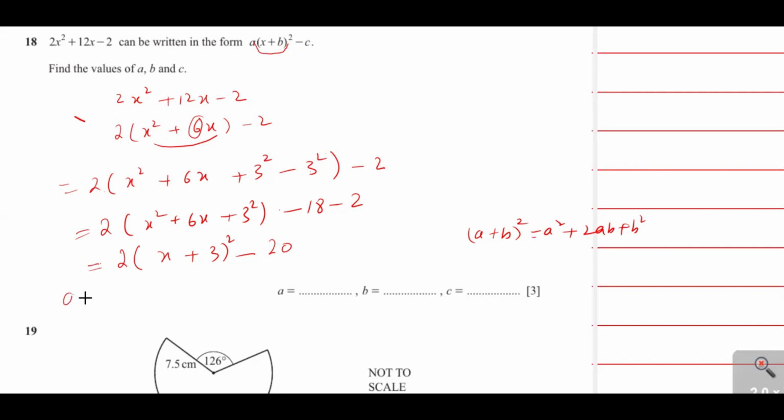And this is the expression in the form a into x plus b whole squared minus c. We will compare this with a into x plus b whole squared minus c equal to 2 into x plus 3 whole squared minus 20. Look here, a equals 2, b here is 3, and constant c is 20. We write plus 20.